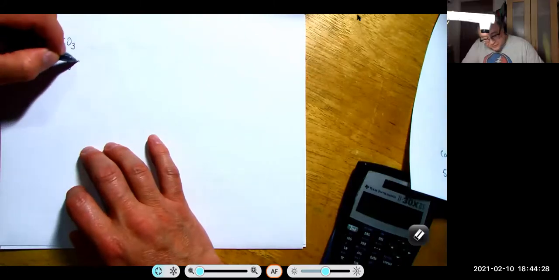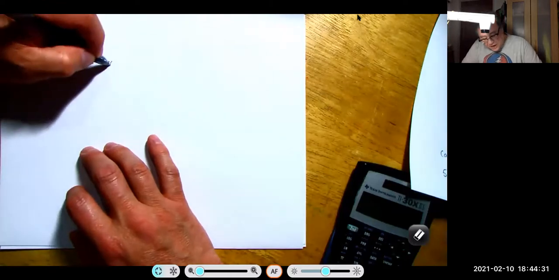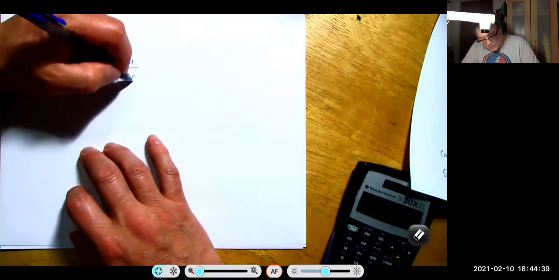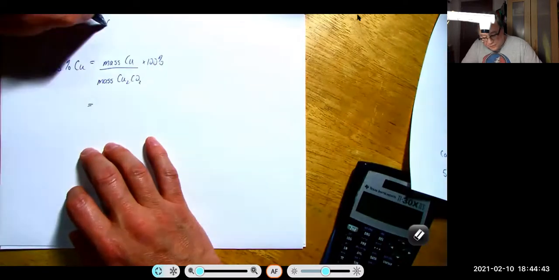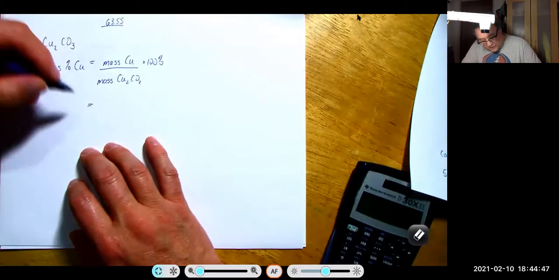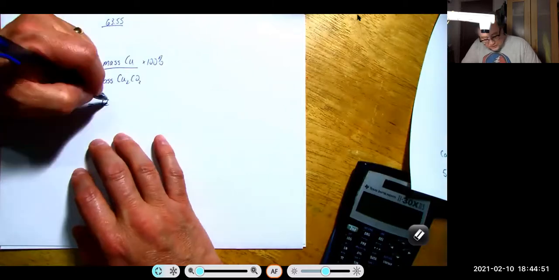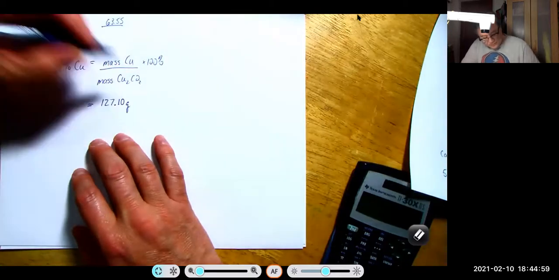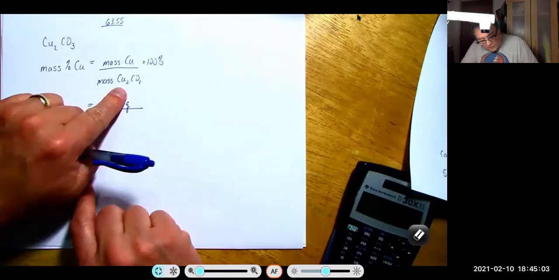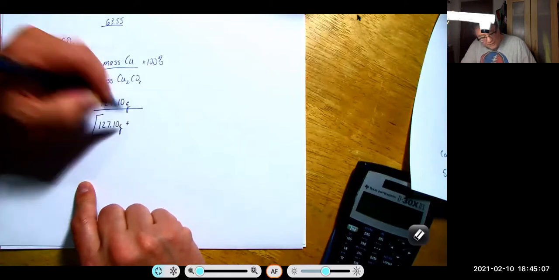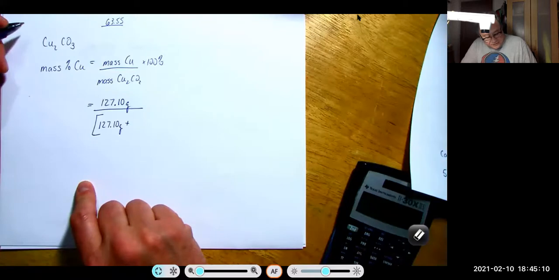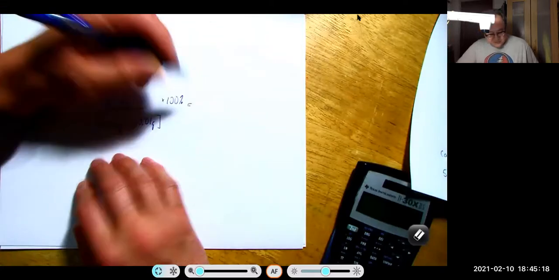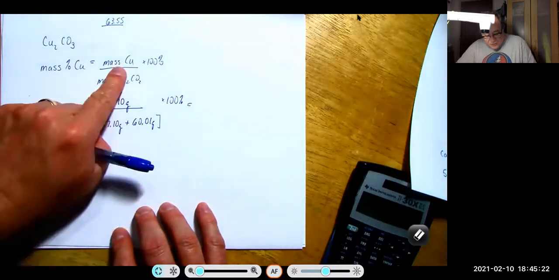So the mass percent copper would be equal to the mass of copper divided by the mass of copper(II) carbonate times 100%. So if copper is 63.55, what I would do is put 127.10 grams. And then on the bottom, 2 coppers is 127.10 grams, and a carbonate is, let's see, 60.01. So this is how the numbers would look. Do you understand how the mass of copper is 127.10?